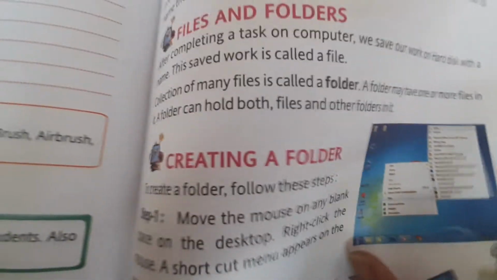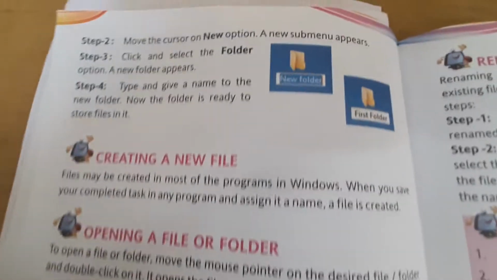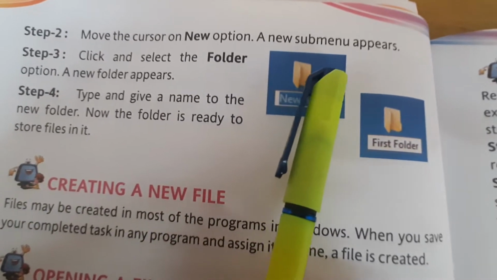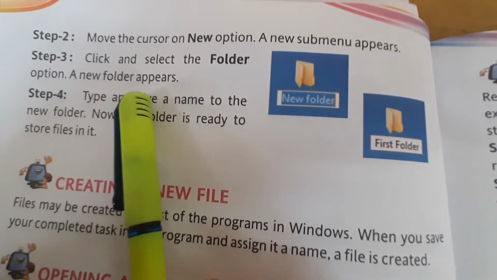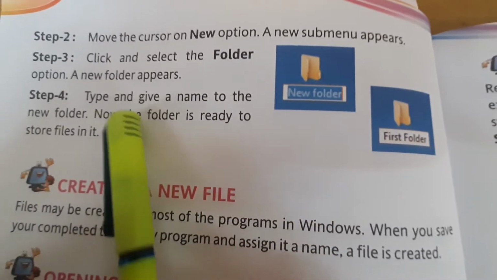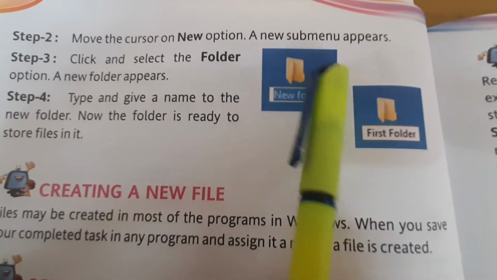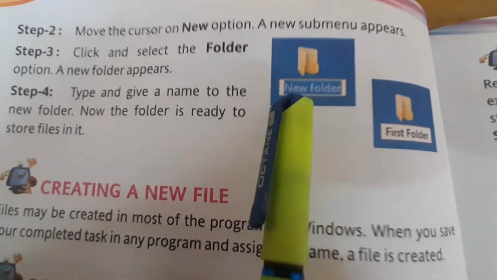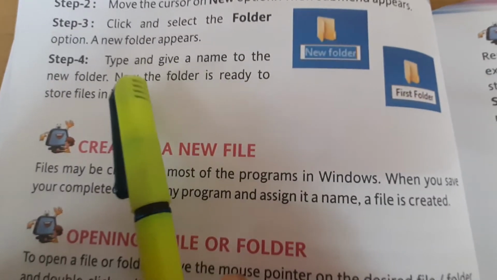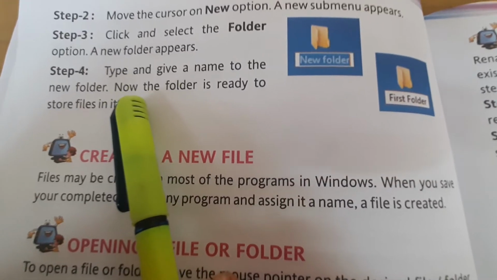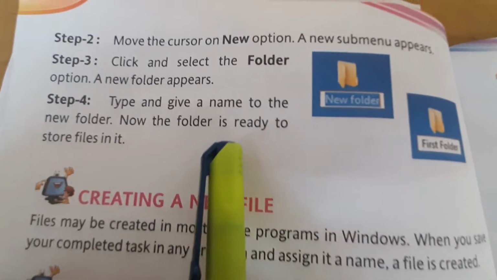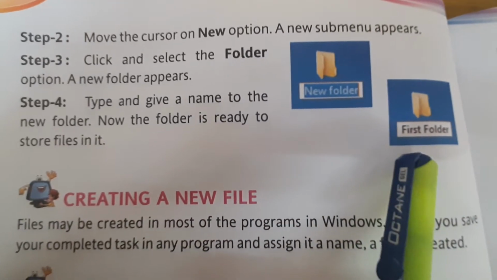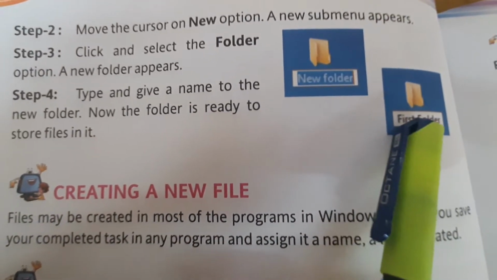I am on page number 72 now. Move the cursor on the New option, a new submenu will appear. Click and select the Folder option, a new folder appears. This way a new folder will appear, and its name will be highlighted in blue at that time, which means you can give a new name. So step 4, the last step, is to type and give a name to the new folder. Now the folder is ready to store files in it. Now you can store files in this folder.